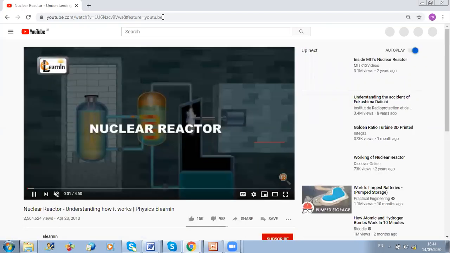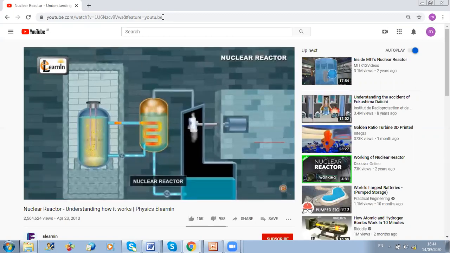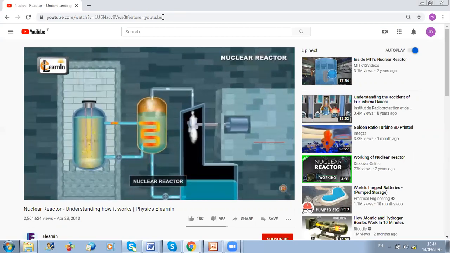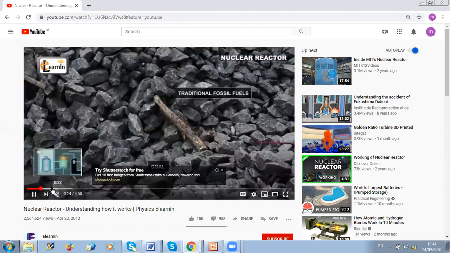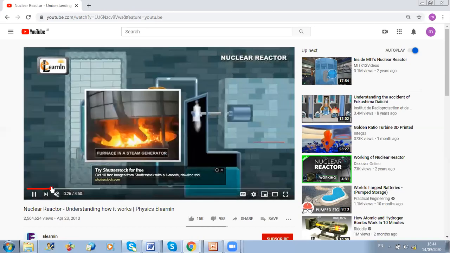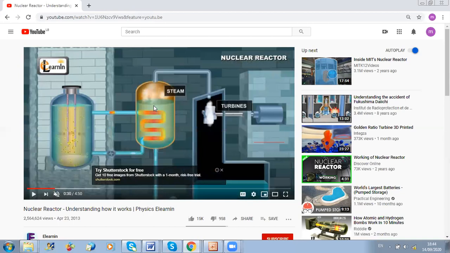So here you can see the main component of a nuclear reactor. To start with, you have several components. Mainly, you have several components of your system. You have the reactor, a pump, a heat exchanger, and then steam that will be ejected on a turbine in order to rotate it. Now, we will look at the main component of the nuclear reactor.